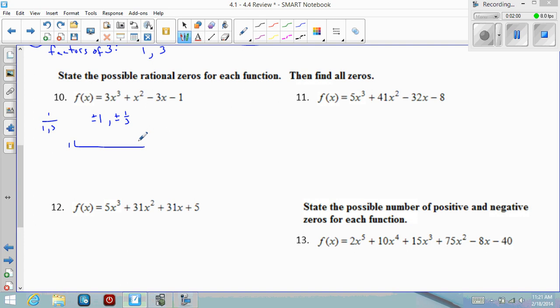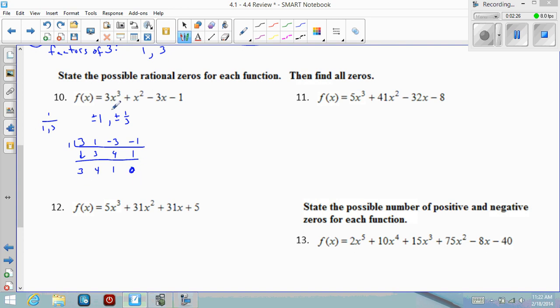So let's start with 1, and I'm going to put in my numbers here: 3, 1, -3, and -1. And when I do that, I bring down my 3. 3 times 1 is 3. Add straight down, I get 4. 1 times 4 is 4. Add straight down, I get 1. 1 times 1 is 1. Add straight down, I get 0.